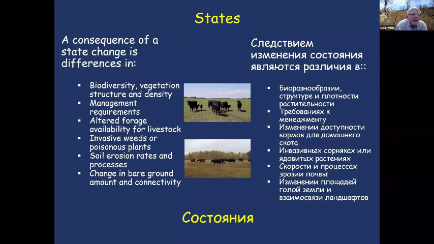A common consequence of a state change is differences in the biodiversity, as we said, the vegetation structure and density, management requirements. You have to haul more water more frequently. You have to provide supplemental forage because there's not enough for them to eat. Have you altered the forage availability for the livestock? Invasive weeds are now seen in the area. These can both be poisonous plants or non-poisonous. You start to see rills that we talked about last week forming. You see bare ground in larger connected areas. Those are all indications that you've changed the state.